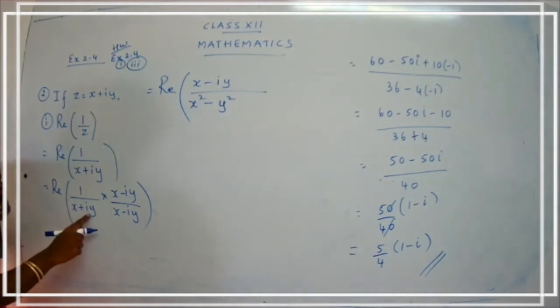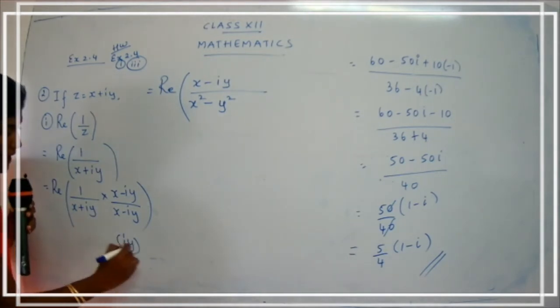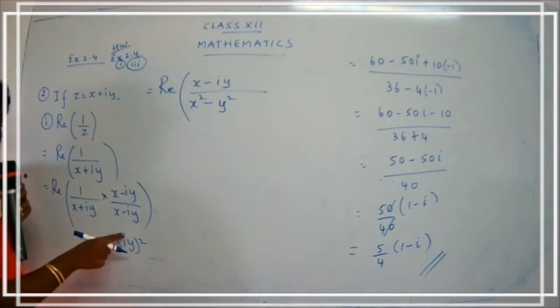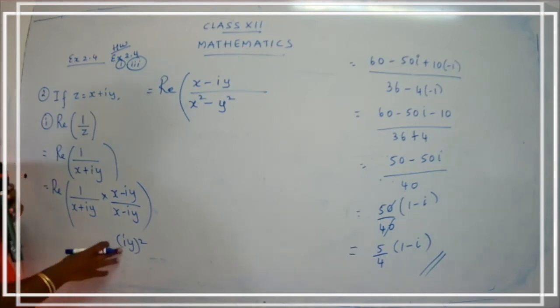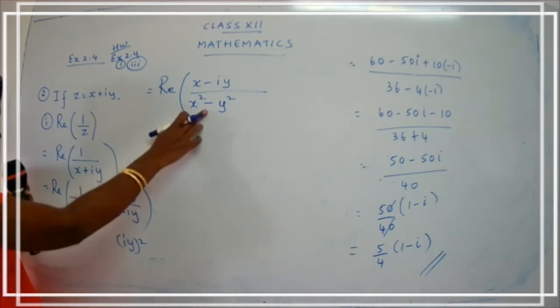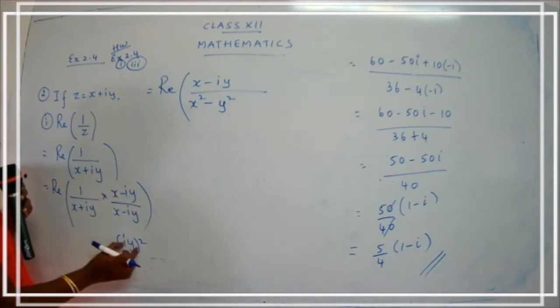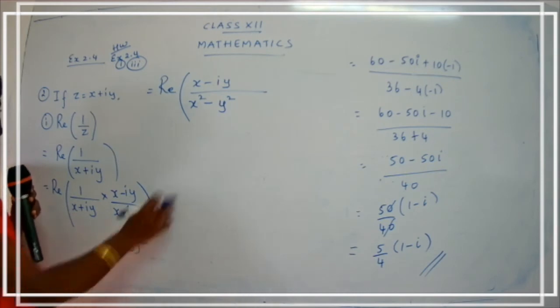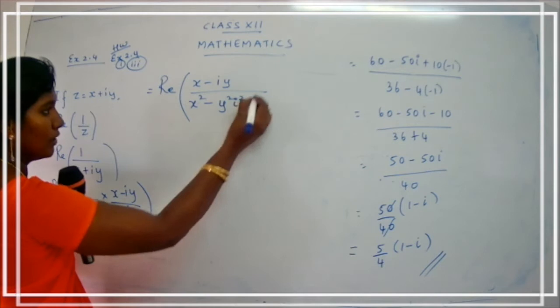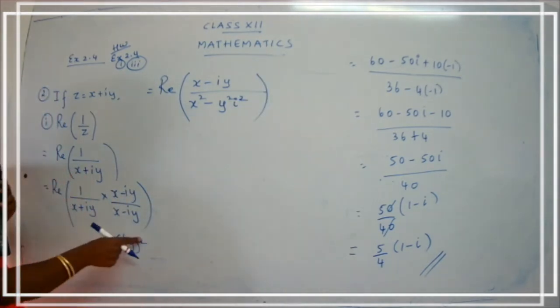Be careful, children. This is iy, so this is iy square. I'm just writing down here y square, i square. What is the value for i square, children? It's minus 1. I hope you're clear. I'm doing the steps directly. So x square minus y, that is iy the whole square, so i square and y square. I have already written y square. Okay, I'll just write for you one step: i square, y square, i square.